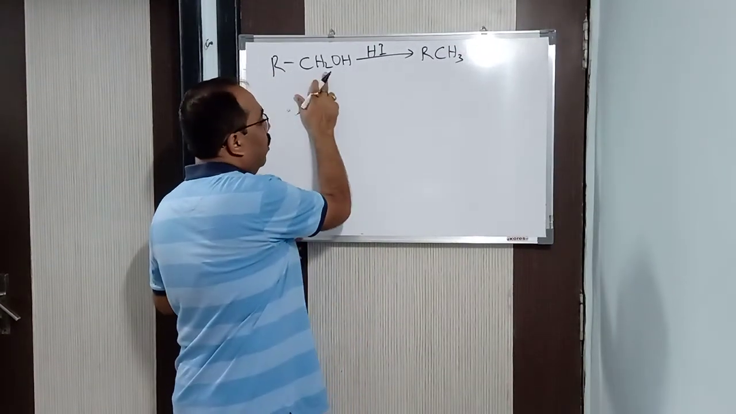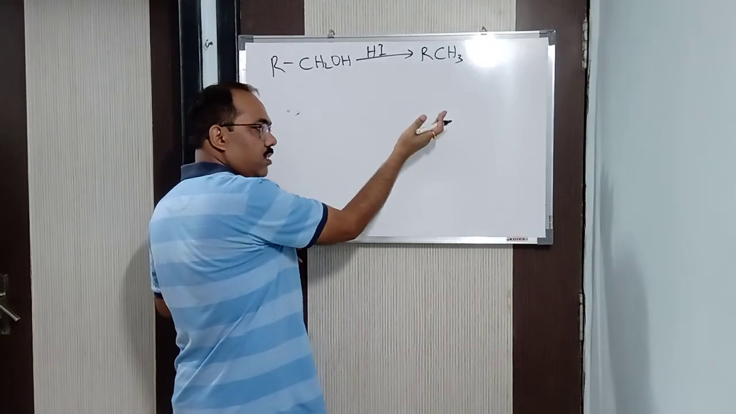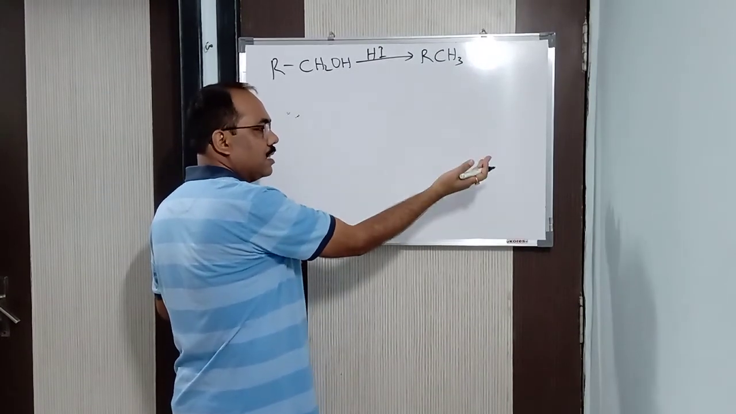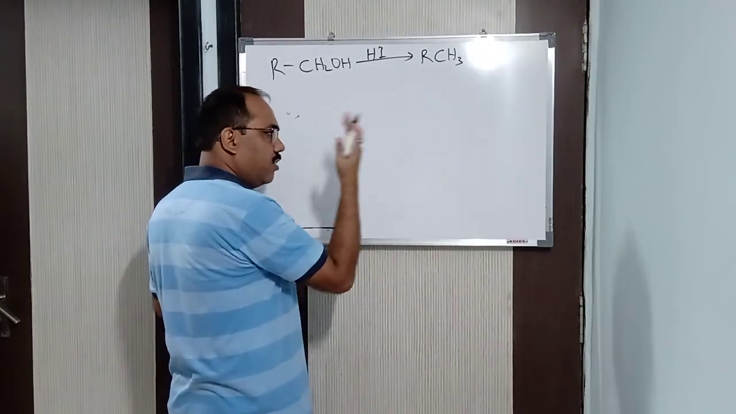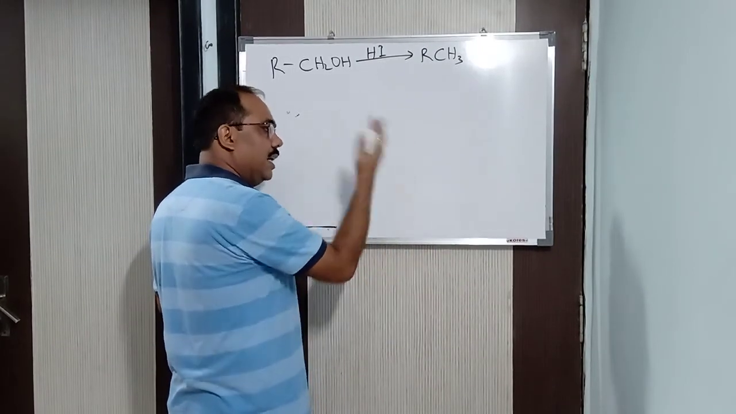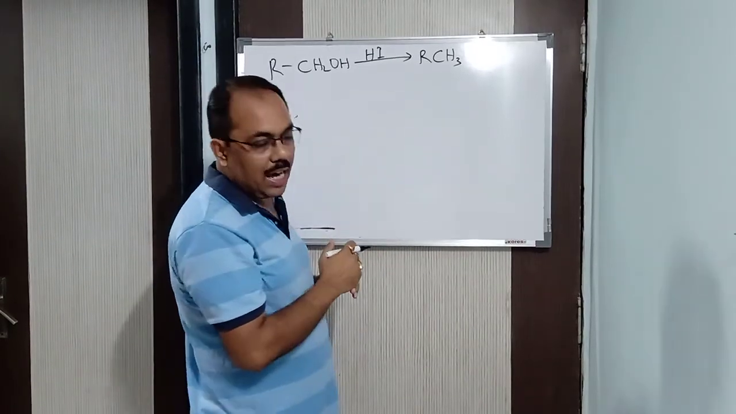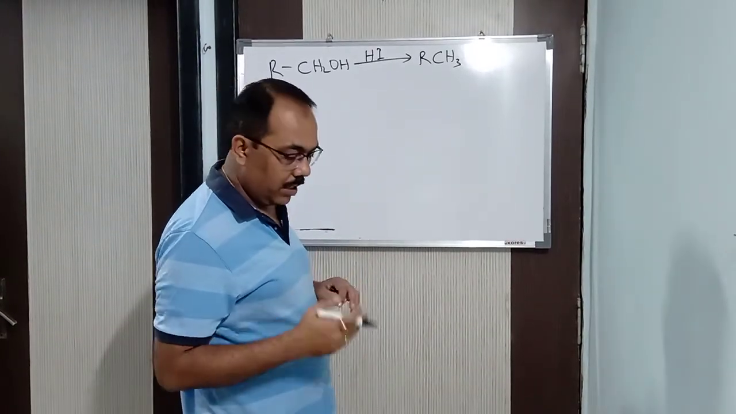Alright, alcohol, what did I say to you? Alcohol oxidizes to form aldehyde. Aldehyde oxidizes to form acid. Now come back. Acid reduces to form aldehyde. Aldehyde reduces to form alcohol. So alcohol will reduce to form what? Nothing but alkanes. So you will be getting nothing but alkanes.